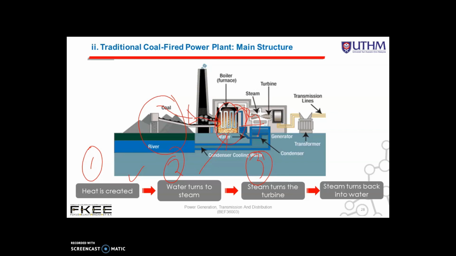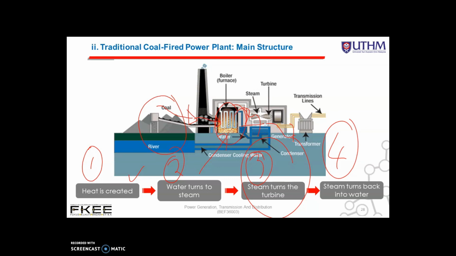So in the third process, the steam will turn the turbine. The enormous pressure of the steam pushing against a series of giant turbine blades turns the turbine shaft, and then the turbine shaft is connected to the shaft of the generator, where a magnet spins within wire coils to produce the electricity.